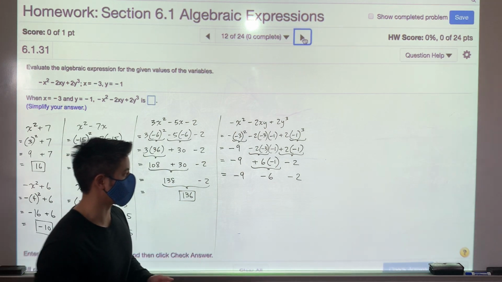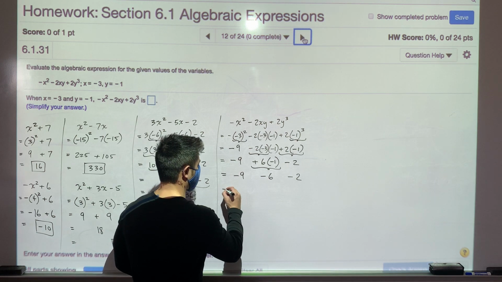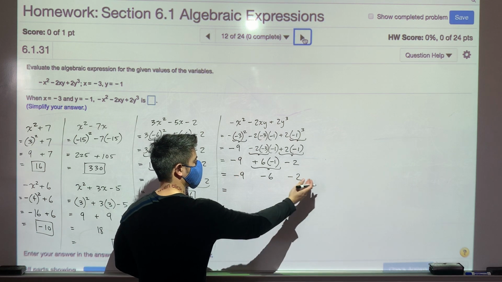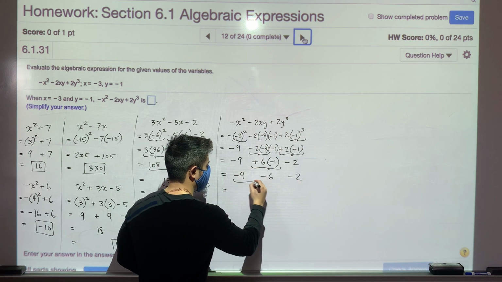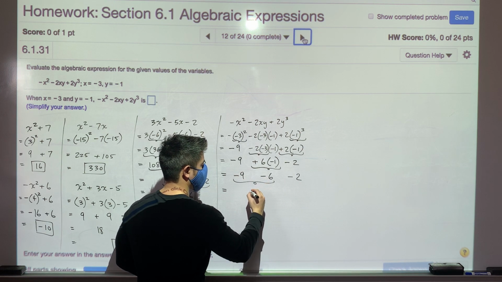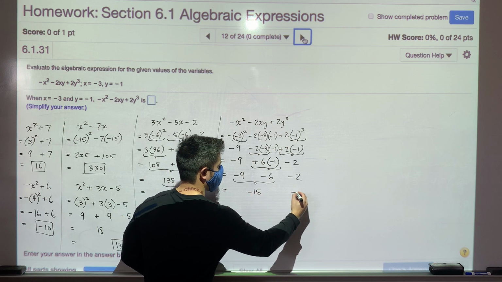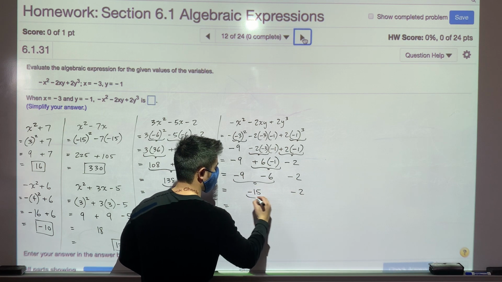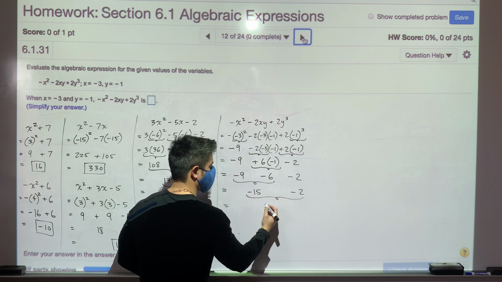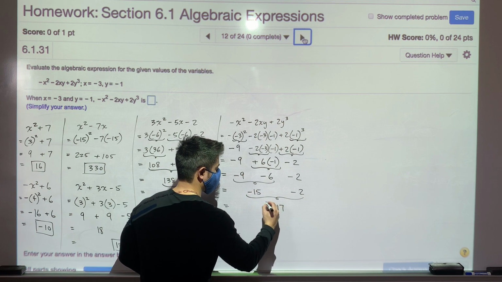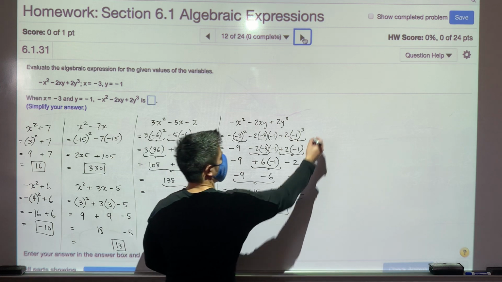Now this, I would certainly say that this is a difficult problem. There's a lot of stuff going on and lots of places where you can make a mistake. Now, look at what's going on. This is just subtraction to subtraction. -9 minus 6, -15 minus 2. And one more subtraction to finish off the problem. -15 minus 2 is -17. We're done. Okay?